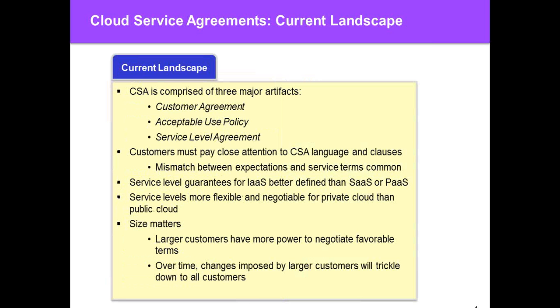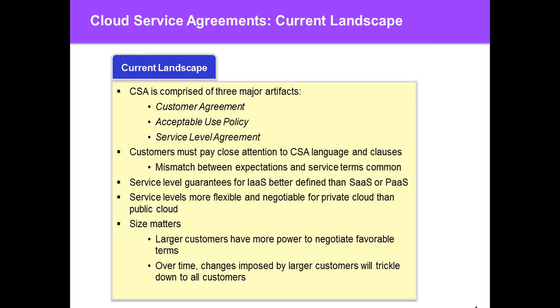So in general, the CSA is comprised of 3 major artifacts. The customer agreement describes the overall relationship between the customer and the provider, including explicit definitions of the roles, responsibilities, and processes that are actually used by the cloud provider. The acceptable use policy outlines activities that providers consider to be improper or illegal use of their service.